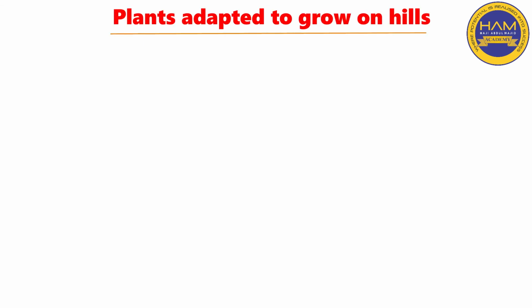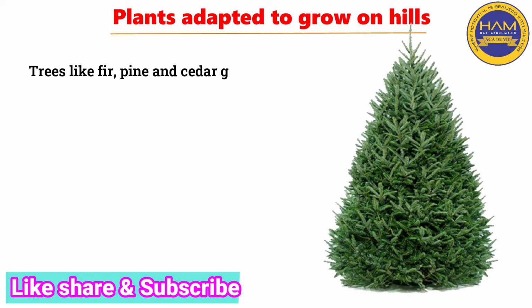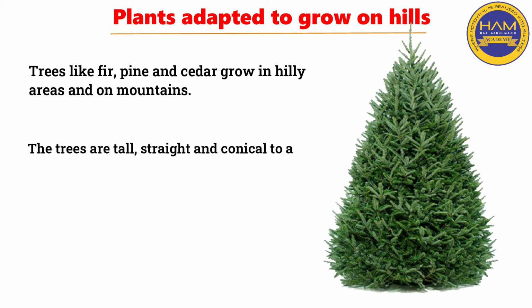Third, plants adapted to grow on hills. Trees like fir, pine, and cedar grow in hilly areas and on mountains. The trees are tall, straight, and conical to allow snow to slide down easily.